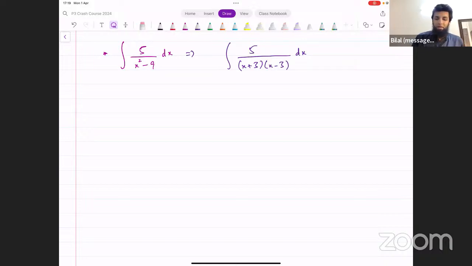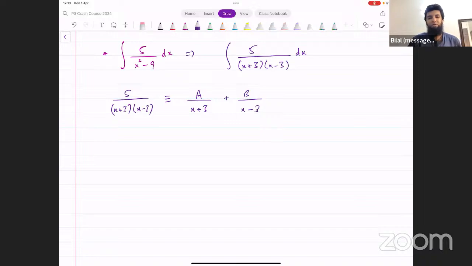Let's try that. So in this case, you have 5 over x plus 3 into x minus 3. You find partial fractions for that, a over x plus 3 plus b over x minus 3.